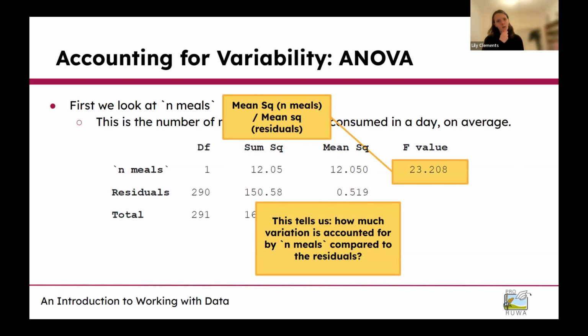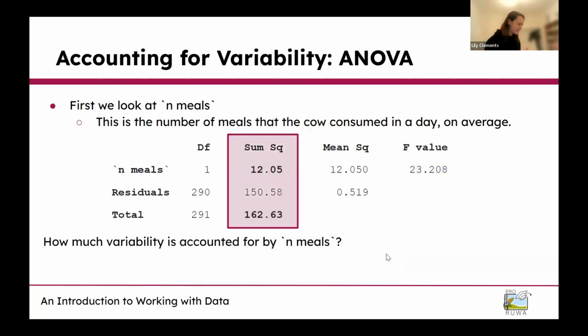Topic 10 looks into interpreting this F value a lot more. But for now, this F value is much greater than 1, which means that this mean squared for our number of meals is much higher than our mean squared residuals, which means that some variation is accounted for by N meals compared to the residuals. As I said, that gets covered a lot more in the next topic.